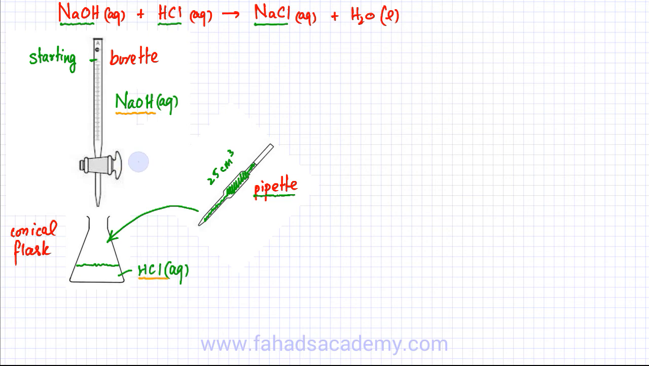Now what I'm going to do is I'm going to open the tap. So this is my tap over here. I'm going to open this tap, and NaOH from the burette would start falling into the conical flask drop by drop. Now this burette is going to release NaOH very slowly. It has a very small opening, and it generally adds NaOH drop by drop. So slowly NaOH would start falling into the HCl, and they will start reacting.